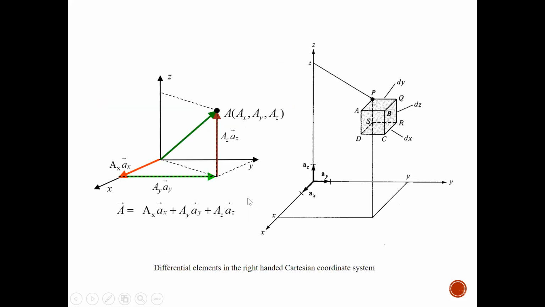So these are your unit vector directions. If you see here, this is nothing but a unit vector. The name unit vector is because its magnitude is 1. So this is the unit vector along the x, the unit vector along the y, and the unit vector along the z direction.